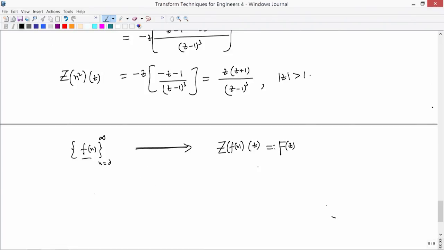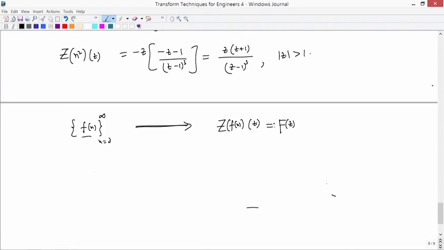So what is its inverse? Inversion is actually a 1-1 mapping, as with the Laplace transform, and the inversion is f of n. So if you give this F of z, your inversion is f of n. So you look for f of n: that is the z inverse of this F of z, which is the z transform of f of n.